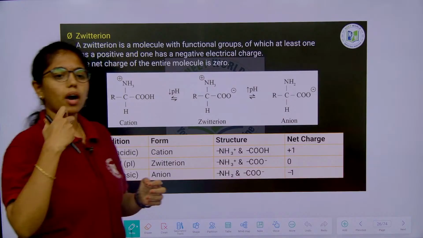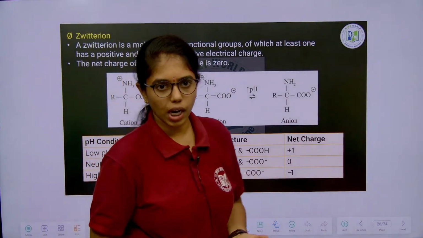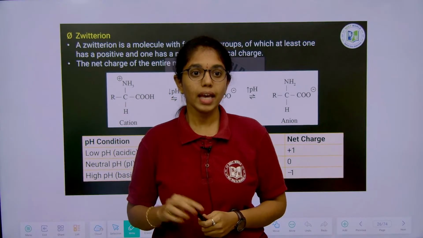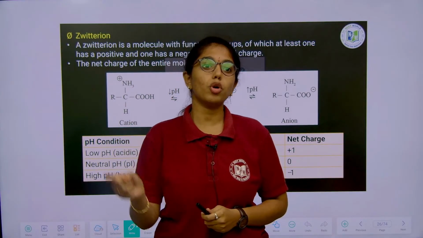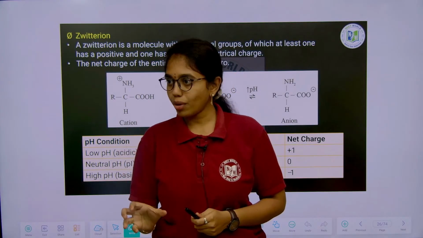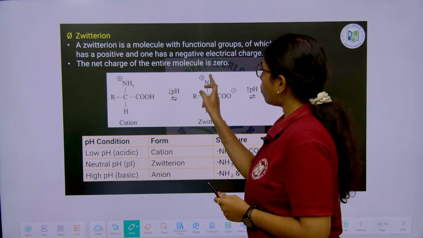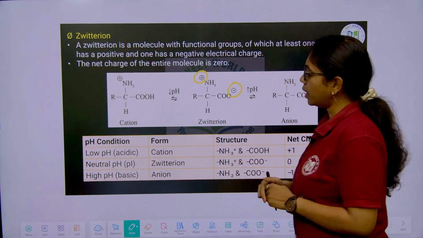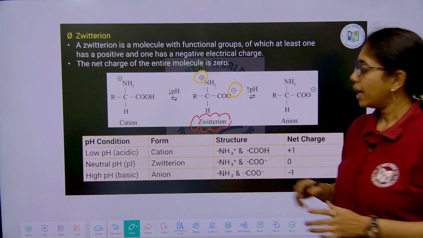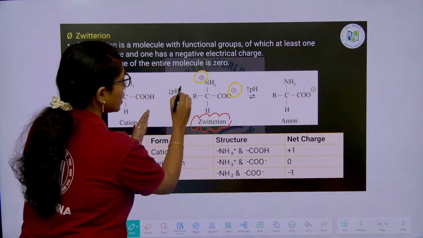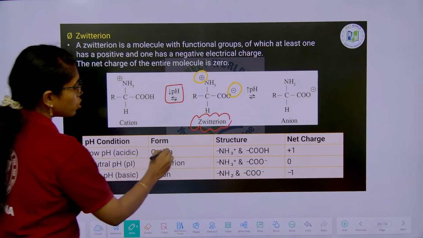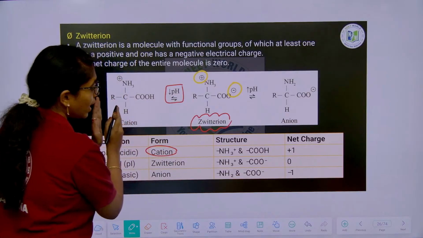We have looked at positively charged and negatively charged amino acids. But in a neutral solution, if a single amino acid has both positive and negative charge over it, it is addressed as what? Zwitterion. If that solution turns acidic by reducing the pH, then the Zwitterion forms what? Cation.